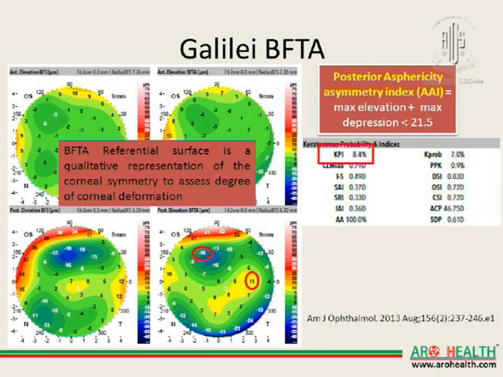Now of late a newer Scheimpflug device has been increasingly used, which is the Galileo. It gives the concept of best fit toric aspheric surface. The concept says that it's a referential surface, and it conforms to the diseased cornea much better, and it gives you truer indices, which need to be validated. Through this BFTA, one is able to find out the posterior asphericity asymmetry index, which is a simple summation of the maximum elevation and maximum depression irrespective of the sign, and it should be less than 21.5. It also gives us the probability indices in keratoconus, which can be looked at as a reference.